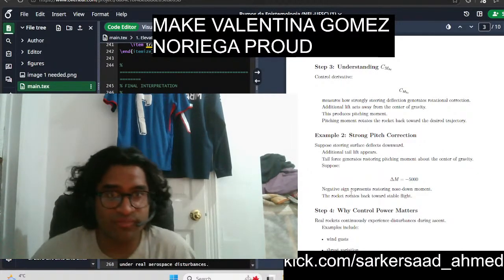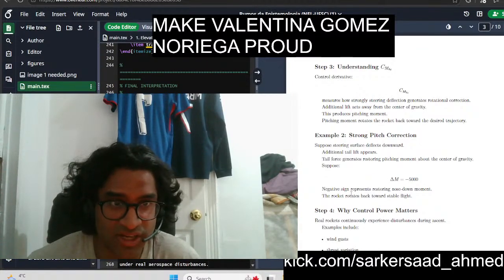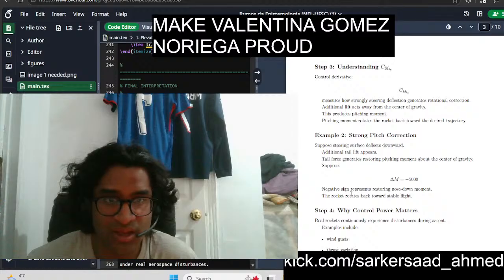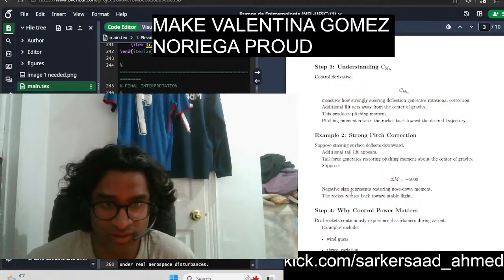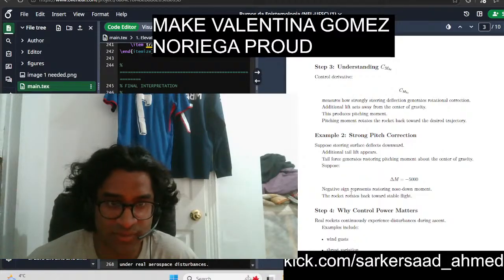So the control derivative measures how strongly steering deflection generates rotational correction. Additional lift acts away from the center of gravity. This produces pitching moment. So strong pitch correction: suppose the steering surface deflects downwards. Additional tail lift appears. The tail force generates restoring pitching moment above the center of gravity. Okay, what?